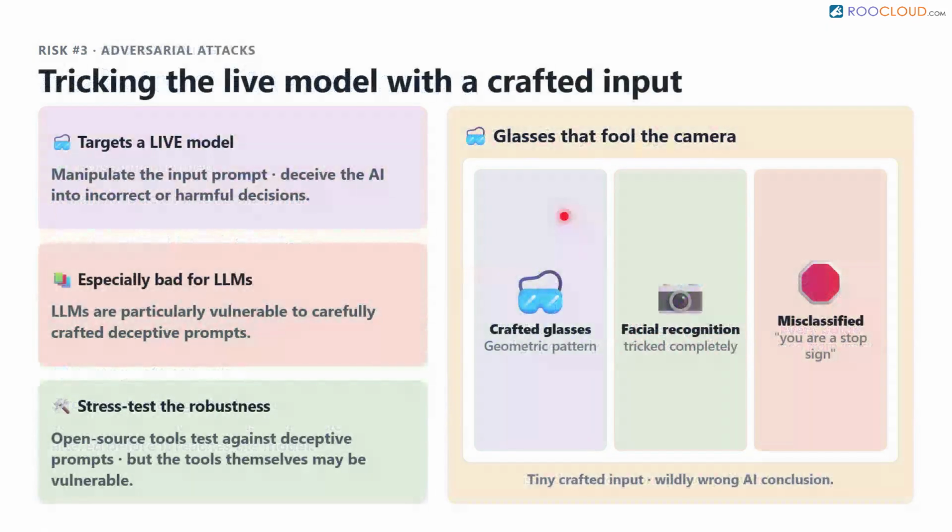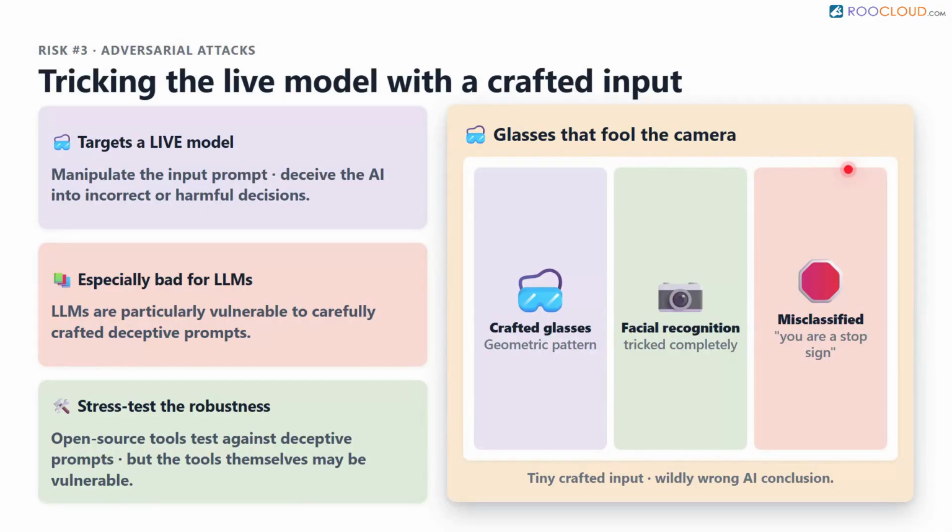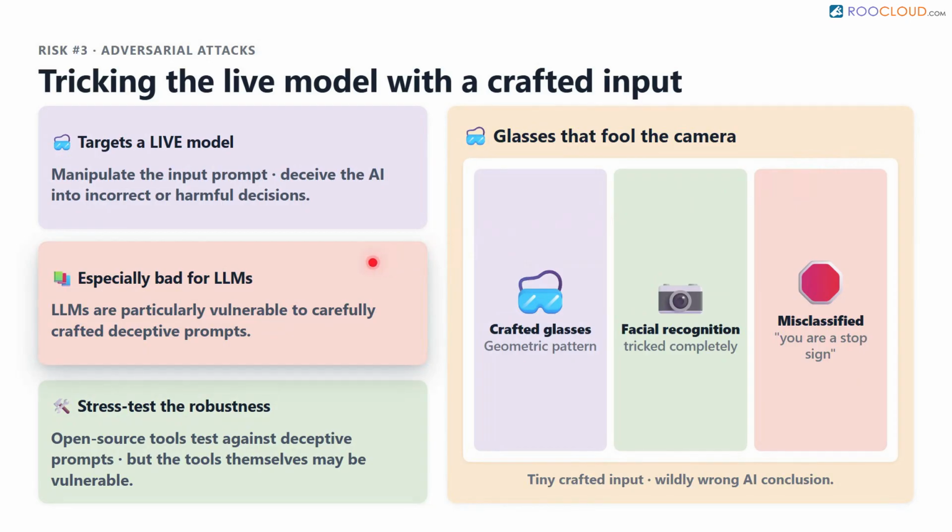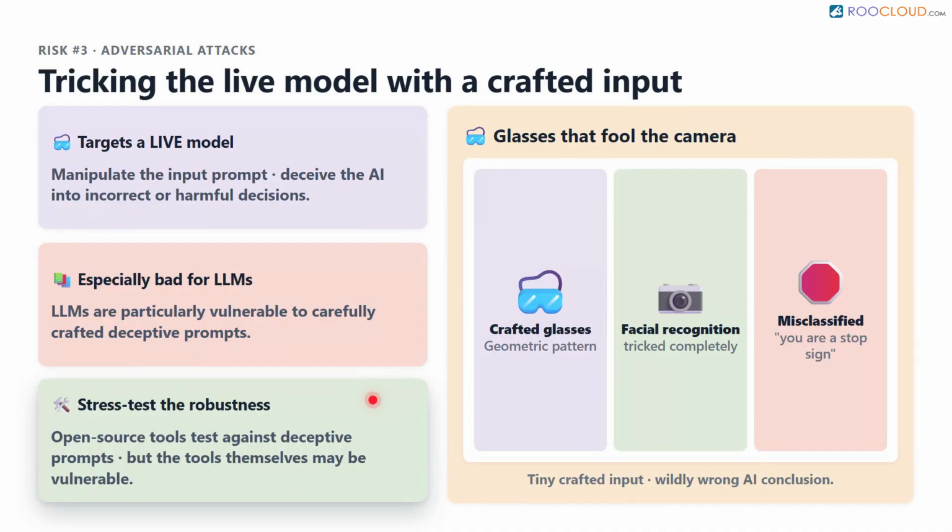Finally, we have adversarial attacks. Unlike poisoning, this targets a live model by manipulating the input prompt to deceive the artificial intelligence into making incorrect decisions or providing harmful output. Imagine wearing a specially designed pair of glasses with a geometric pattern that completely tricks a facial recognition camera into classifying you as a stop sign. This is especially damaging for large language models. To mitigate this, engineers use specific open source tools to stress test the robustness of the system against deceptive prompts. As internal audit teams build these testing capabilities, they must be hyper aware that their own testing tools might be vulnerable to similar exploits.